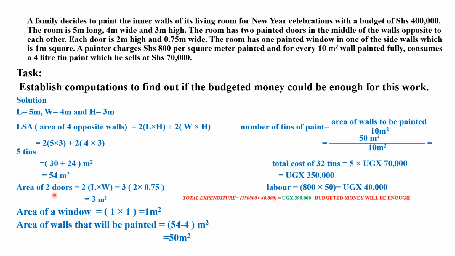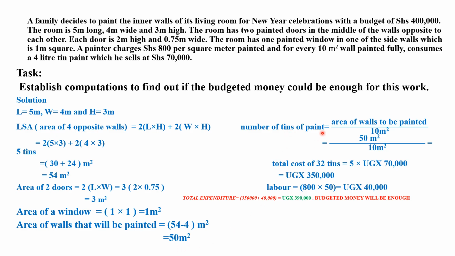So to get the surface area that will not be painted, it will be the area of the two doors plus the area of one window. 3 plus 1, I get 4. So for that case, it means that the area of the walls that will be painted will be the area of the 4 walls minus the area of 2 doors and 1 window. And I get a difference of 50 square meters.